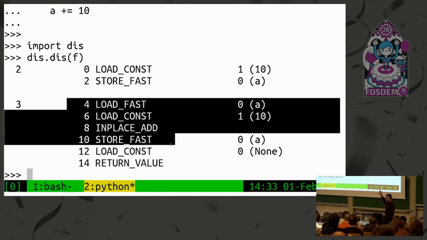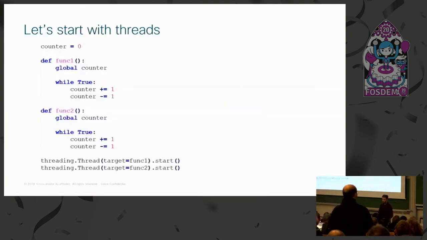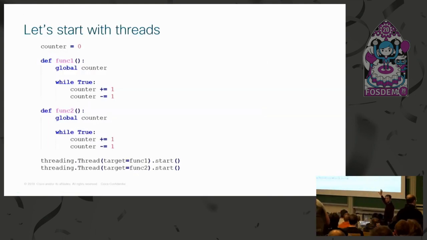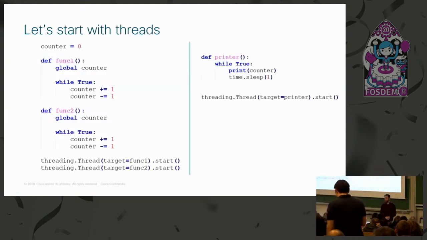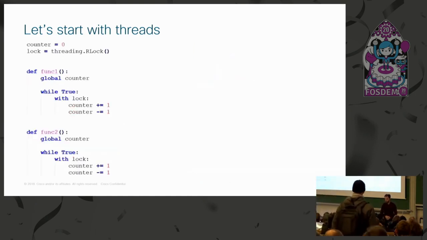But it's very interesting. It means that if we have two threads that operate on that same variable, at any point in time between these instructions, we can go from one thread to the other thread, which means that these two threads can possibly interfere with each other. And that's exactly what's happening in this example. So the way to solve that is by using a lock. So you can create a lock, and you surround these blocks where you modify that shared variable with that with lock context manager. And then you prevent these two threads from manipulating the same variable at the same time.